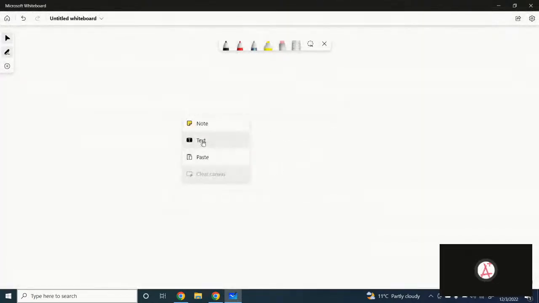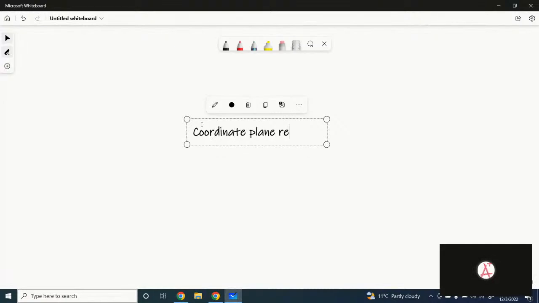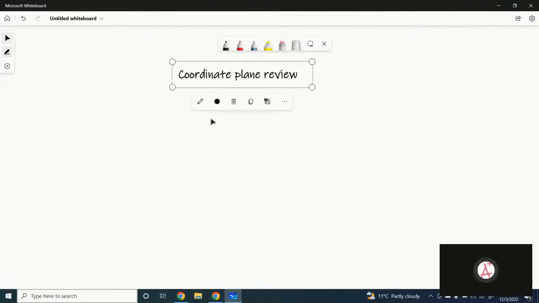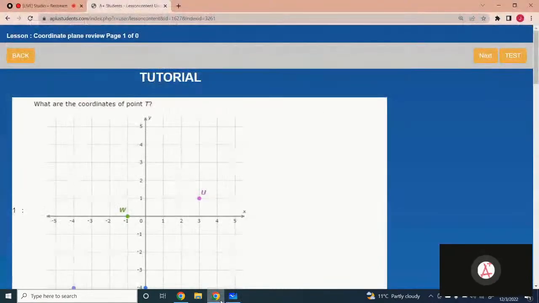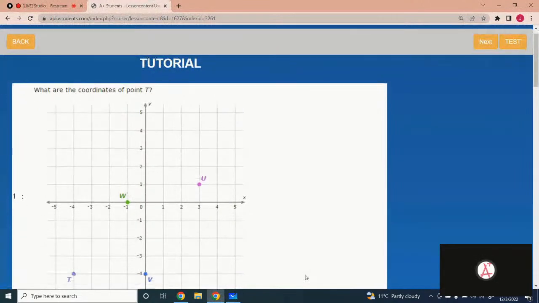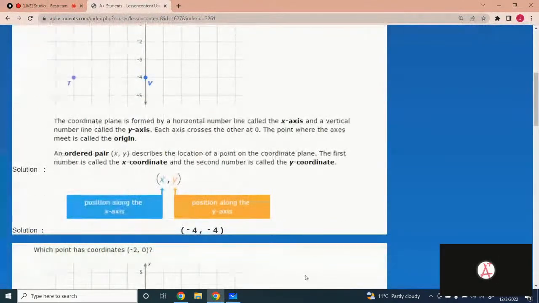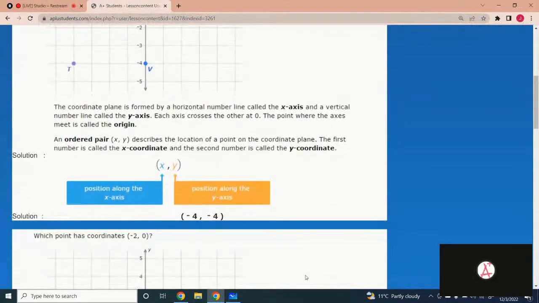Okay, the next lesson is coordinate plane review. Let's just start with the lesson. We'll do a quick review. That is exactly the same things I've already explained. That is the coordinate plane review. Got it? Okay, we can just read from here.